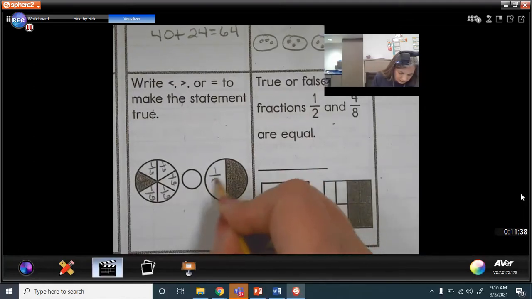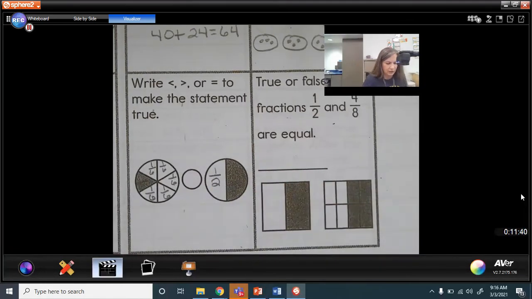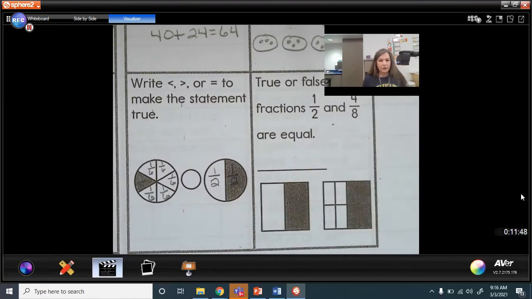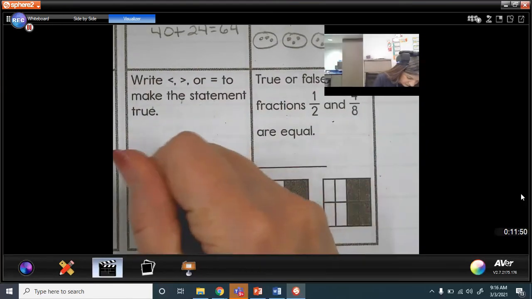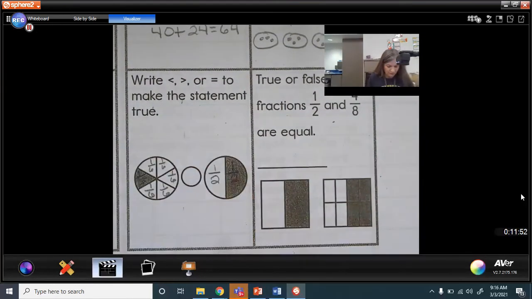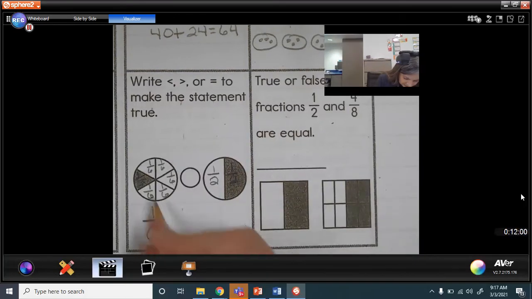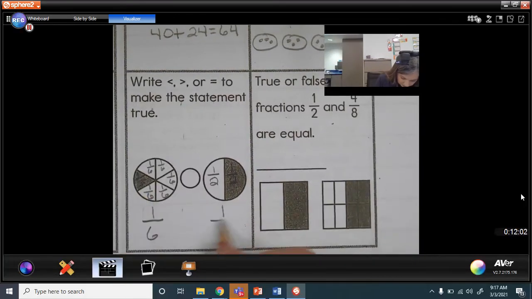This is in 2 pieces. This is one of 2 pieces. And this is one of the 2 pieces. So this is one of the 6ths, and this is one of the halves. Now we know we have the same numerator. How do we know that we have the same numerator? We can see that this is one piece, and this is one of the 2 pieces.